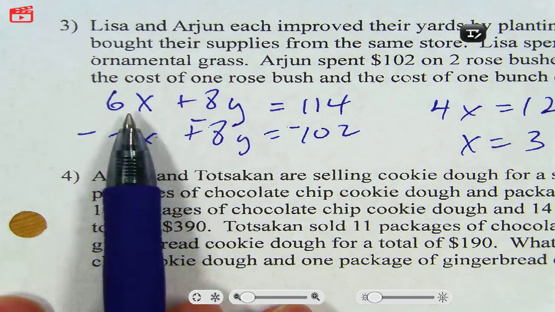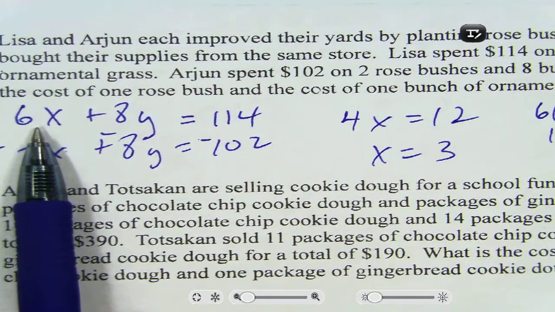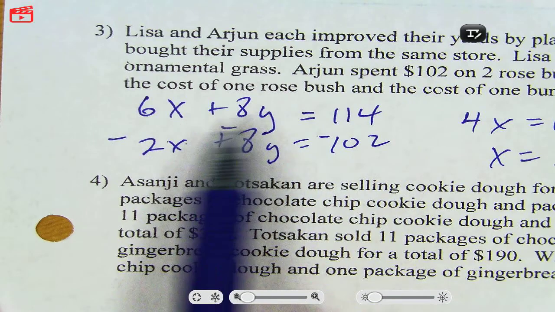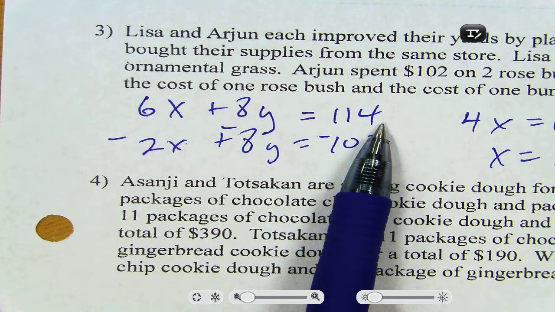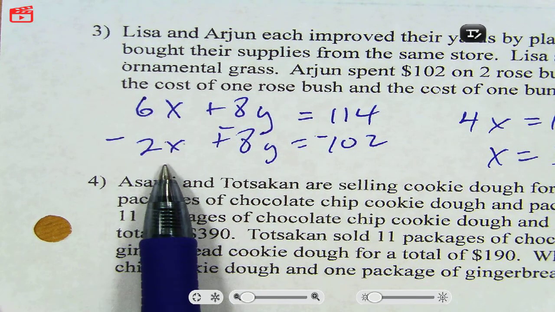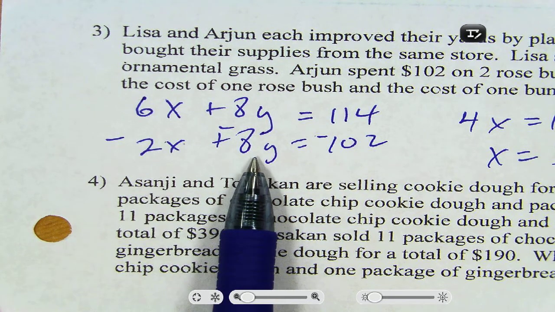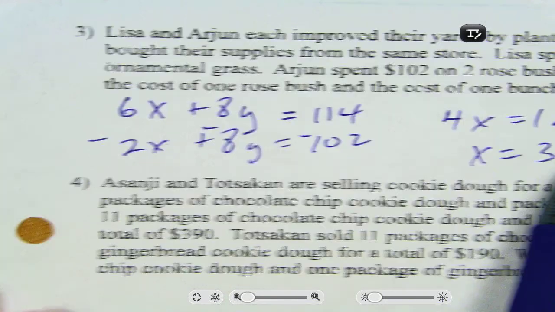So this is my original equation. This first equation is Lisa's equation: 6 rose bushes, 8 bunches of grass for $114. The second equation is Arjun's: 2 rose bushes, 8 bunches of grass for $102. And our goal is to find out how much each one costs, right? What's the price of rose bushes, what's the price of grass.